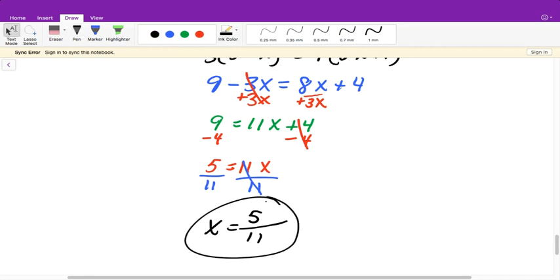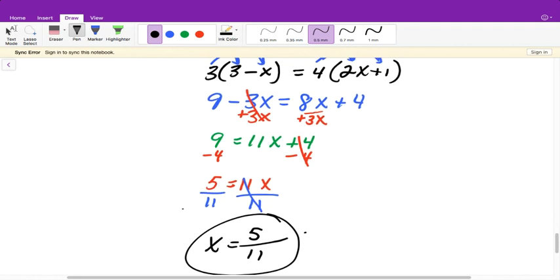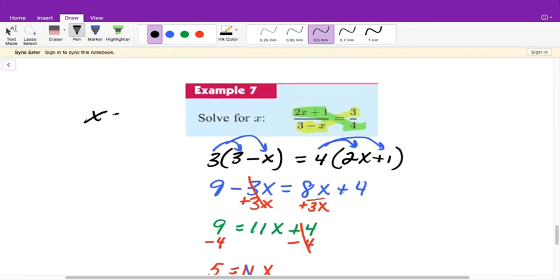And once again, if you want to check to see if this is correct, you can just plug this x equal to 5 over 11 back into your original example and see, did we get our fractions equal to each other?